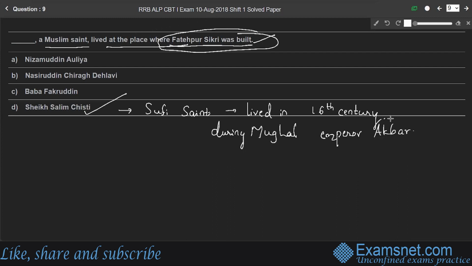Whereas the remaining options: Nizamuddin Auliya, option A, was a 13th century Muslim Sufi saint of the Chishti order. Whereas the second option, Nasiruddin Chirag Dehlavi, was also a Sufi saint, and a disciple of Nizamuddin Auliya.